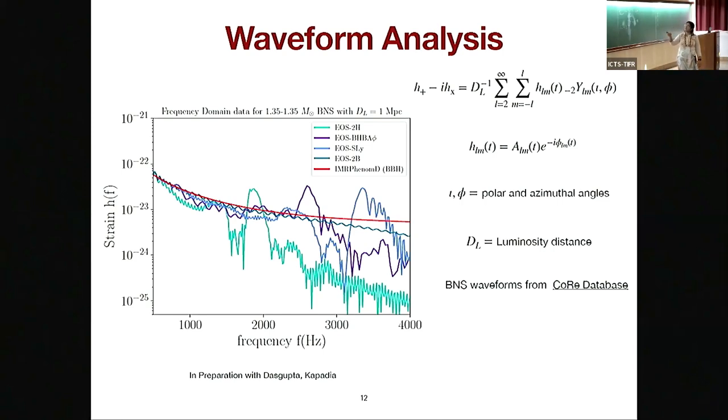So this equation of state 2H and this 2B are the two extreme cases, the stiffest case and the softest case. You can see, in the inspiral part, all of the equations of state and the black hole match each other quite well. But in the post-merger part, when the frequency is around 2000, 3000 or so, they have a second peak for the neutron stars. So the stiffer the equation of state, the earlier the peak happens. For 2H, it is around 2000 hertz.